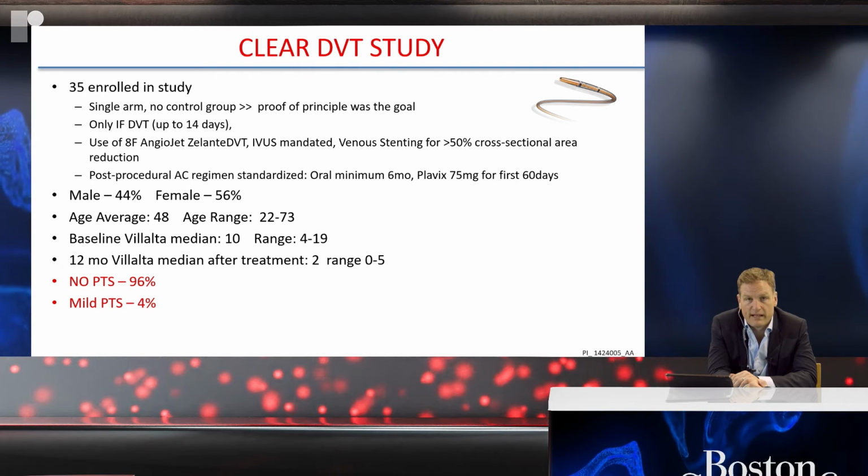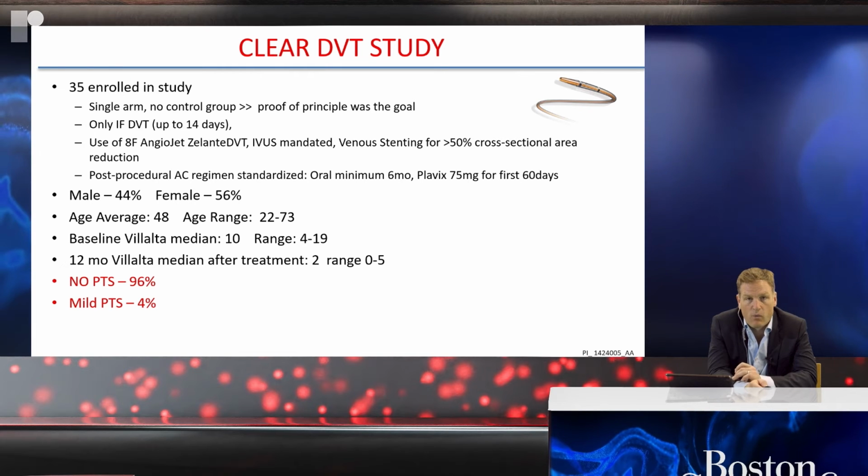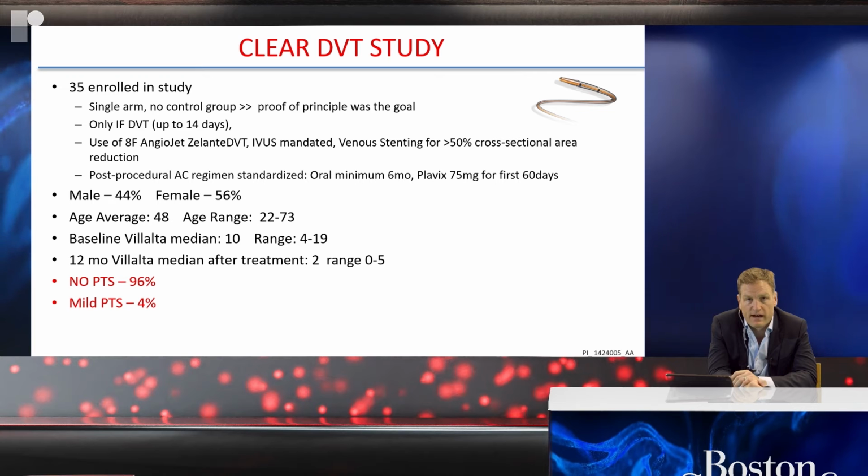But these patients have all been now followed out for more than a year, and what we've seen in a cohort of patients treated in 4 centers, where we paid really close attention to detail of how we delivered treatment, is that we have one patient in the whole study who has mild PTS with a Villalta score of 5, and the remaining patients all had no PTS.